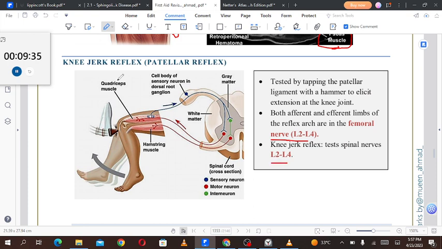This is the quadriceps muscle over here and the hamstring muscle. Both of them are being supplied by the femoral nerve. This is basically the basic physiology of any kind of tendon reflex, any kind of joint reflex. Here you can see the quadriceps muscle. The cell body of the sensory neuron in the dorsal root ganglion will take the afferent signals to the gray matter, where there are interneuron connections, and then the alpha motor fibers will bring back the signals. Then there's the hamstring muscle. So both the limbs, afferent and efferent, are being supplied by the femoral nerve, and the root value is L2 to L4.